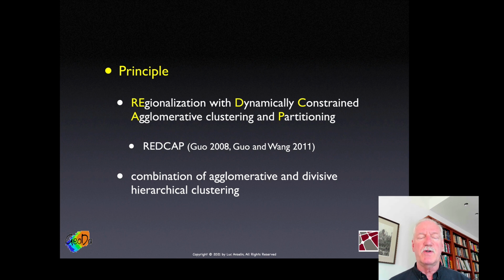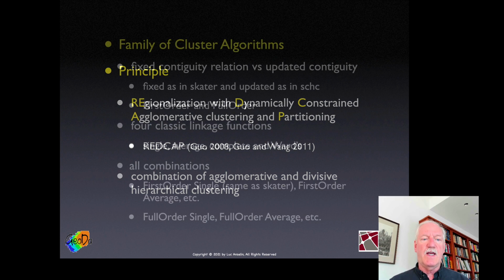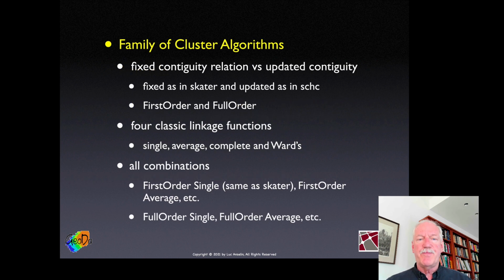And it was proposed in a number of papers by Guo. And as I mentioned, it combines the idea of 2. It's both agglomerative, bottom-up, and divisive, top-down. In essence, what it does is it takes the idea of spatially constrained clustering to move bottom-up, and then the idea of Skater to go back down.